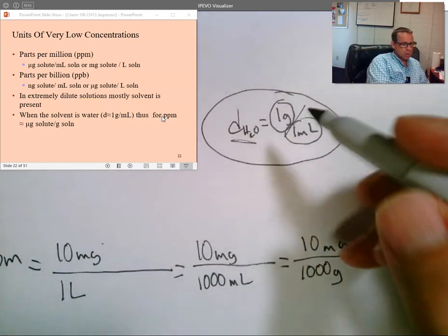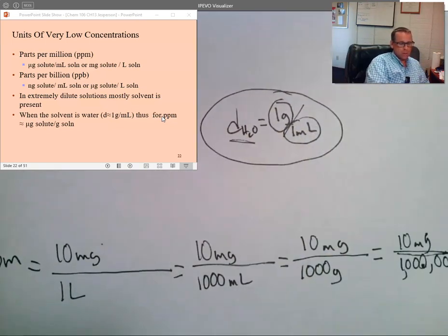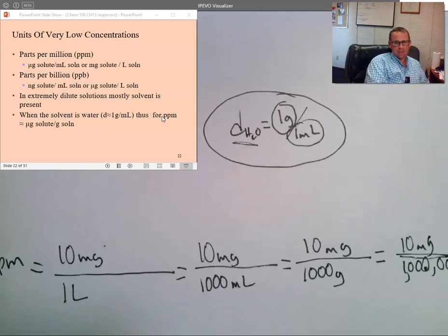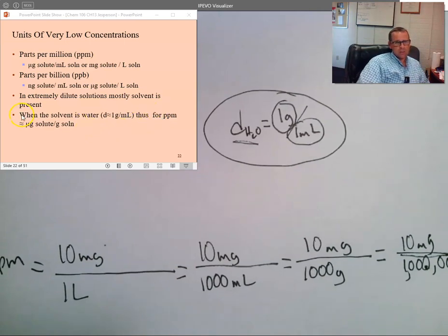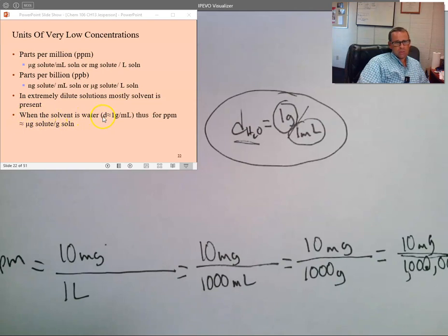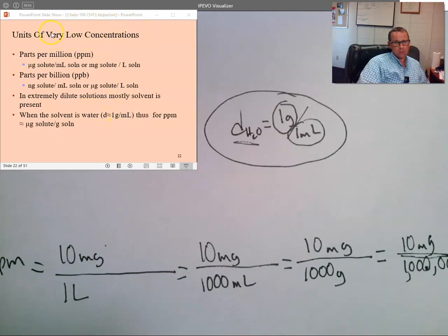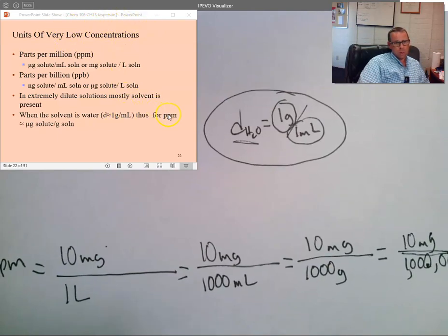All right. So the density of water is 1 gram for every milliliter. Or in other words, 1 milliliter of material has a mass of 1 gram. And that's also in this slide here where it says when the solvent is water, the density is going to be close to 1 gram per milliliter for these very dilute solutions, very low concentrations. Thus, for parts per million, you could say micrograms per gram or milligrams per 1,000 grams, which is a liter.